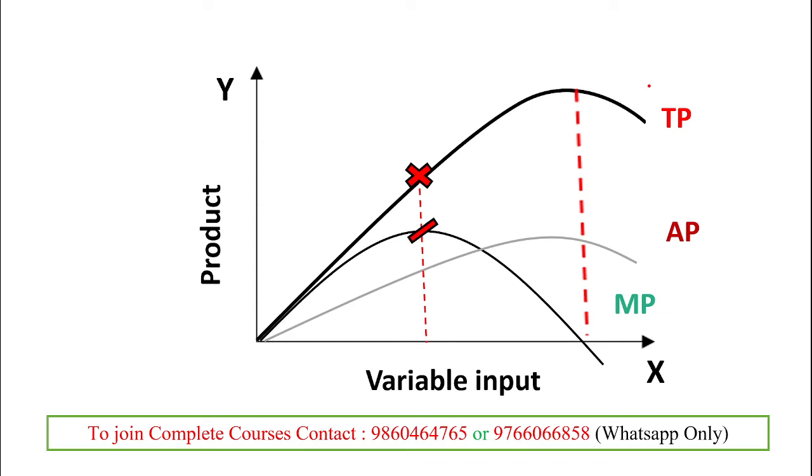Here the TP is rising until the MP is 0, and after MP is 0 and then goes into negative, the TP is falling. And at this point, the AP is falling, and then MP is negative.